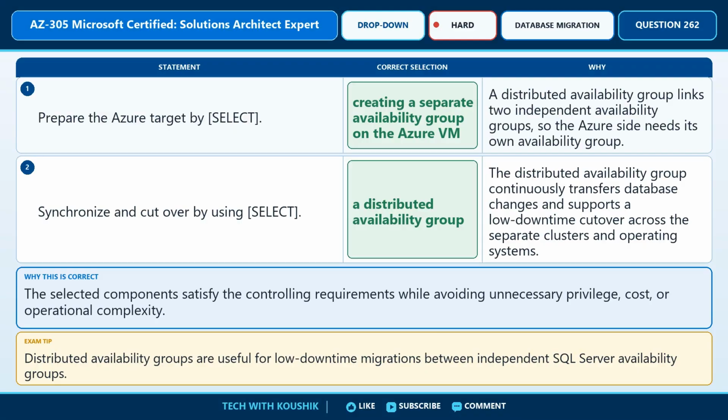Statement 1 should be completed with creating a separate availability group on the Azure VM. A distributed availability group links 2 independent availability groups, so the Azure side needs its own availability group. Statement 2 should be completed with a distributed availability group. The distributed availability group continuously transfers database changes, and supports a low downtime cutover across the separate clusters and operating systems. Remember this distinction for the exam. Distributed availability groups are useful for low downtime migrations between independent SQL Server availability groups.